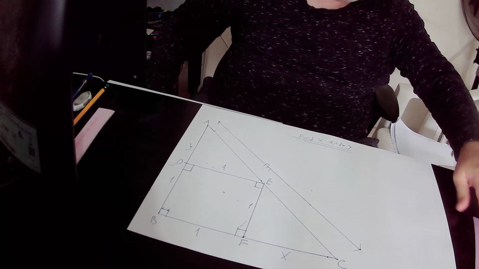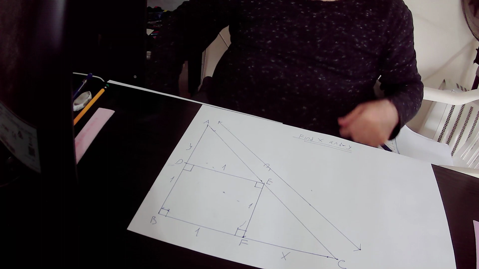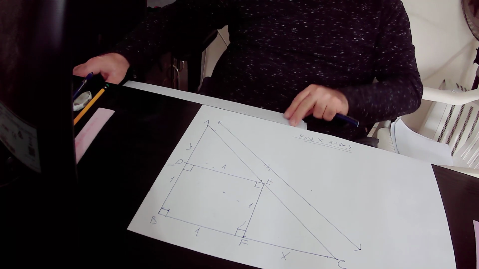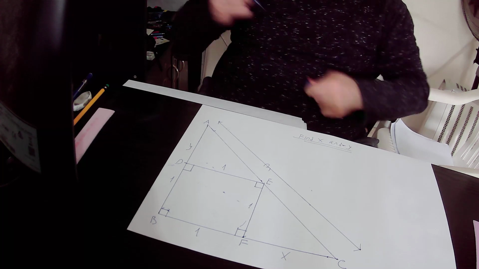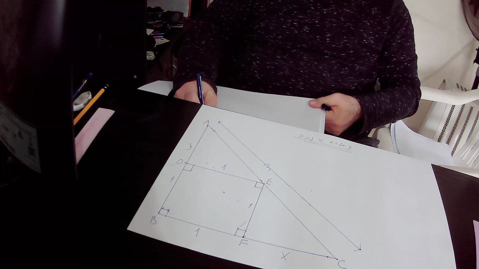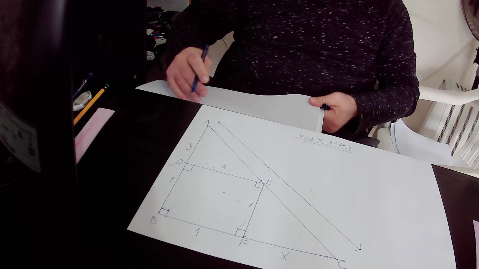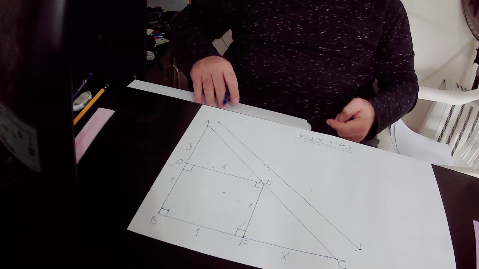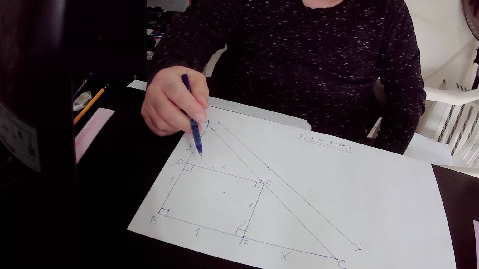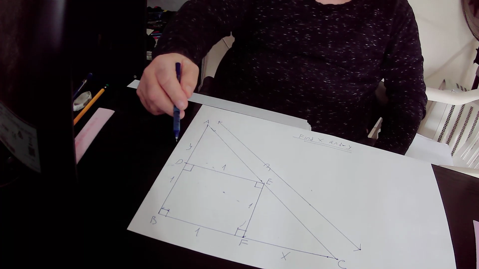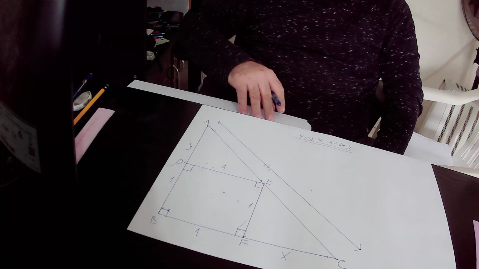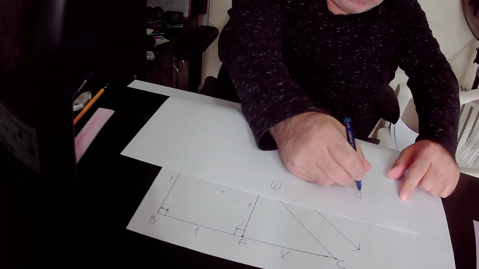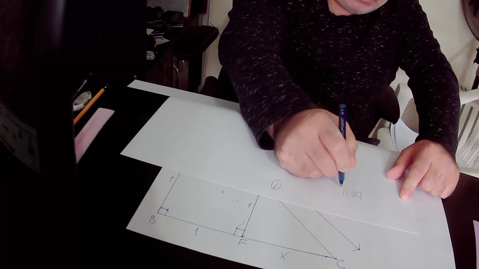Okay, so first of all we have a rule that states that the opposite sides of a square are parallel to each other. That is to say, in square DEBF, DE is parallel to BF.